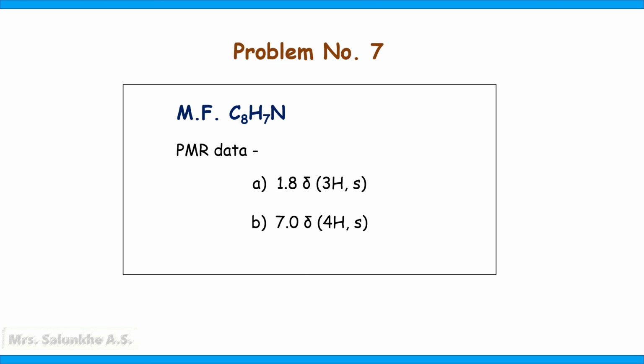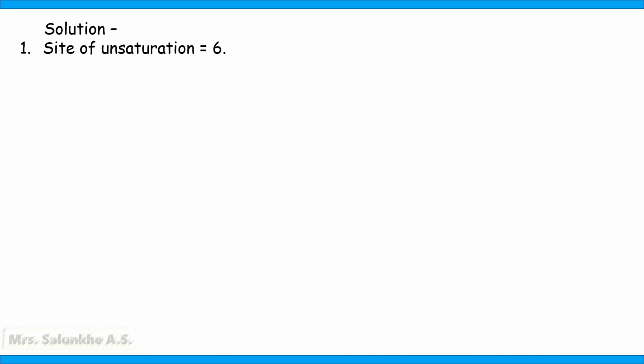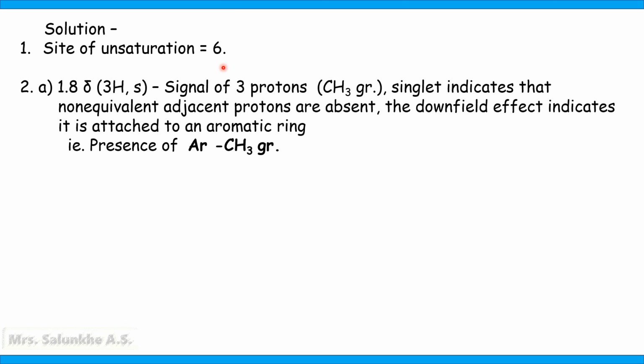Now the next example, problem number 7, molecular formula C8H7N. It gives 2 signals in the NMR spectrum, 1.8 3H singlet and 7.0 4H singlet. In that case, the site of unsaturation is 6, because as nitrogen is present, it is replaced by CH, and the corresponding saturated formula is derived, and from that the site of unsaturation is 6.